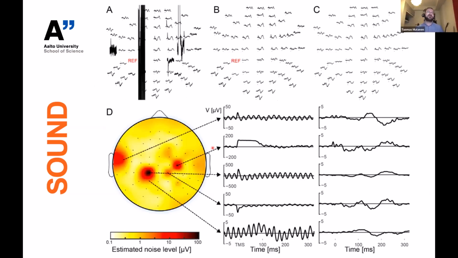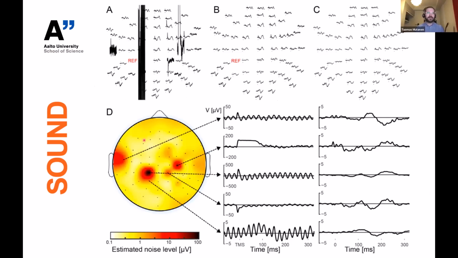And this is just to show that it actually works very well. So on the top panel, we have the original data, and on the B panel, you can see how we have detected and removed this noise. And on this D panel, you can see that the noise estimates also correspond quite nicely to the original data.